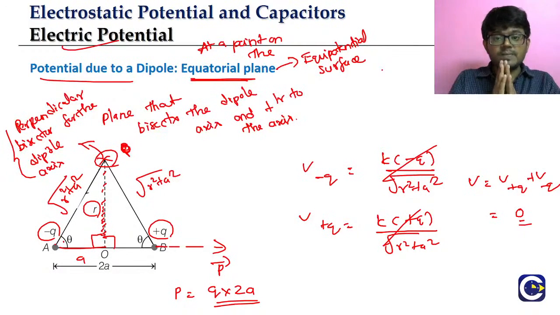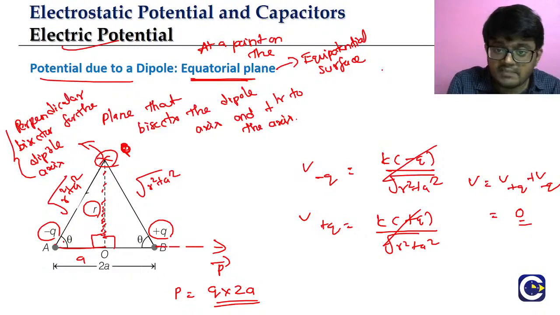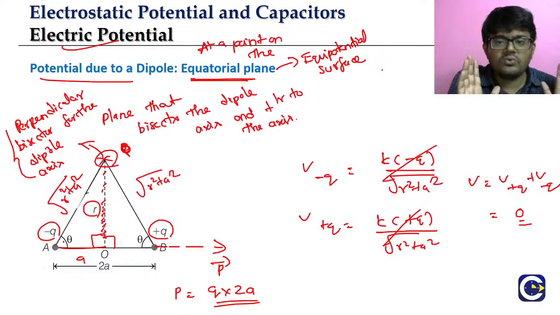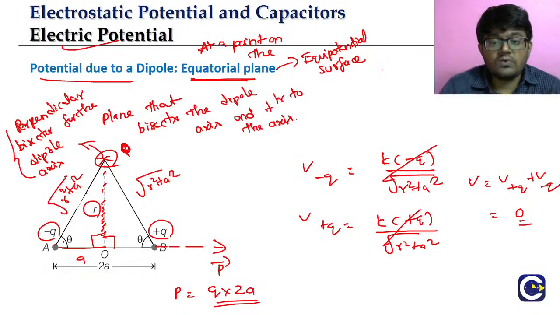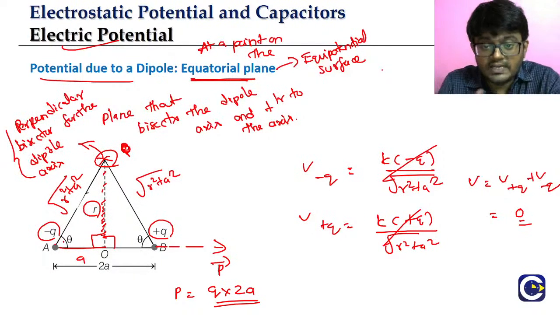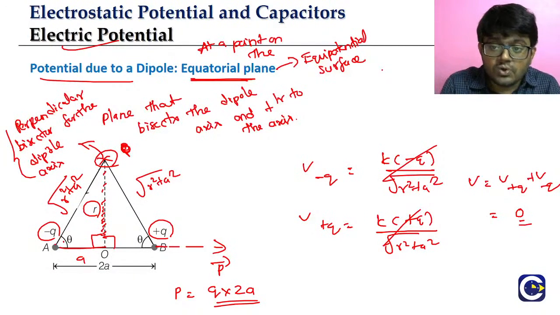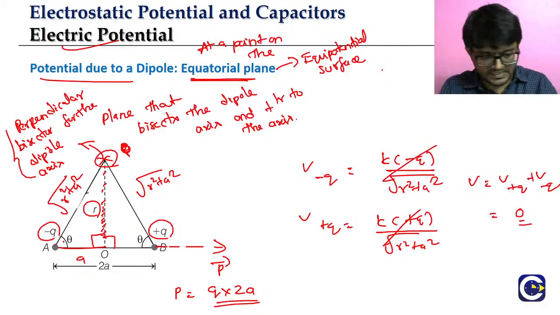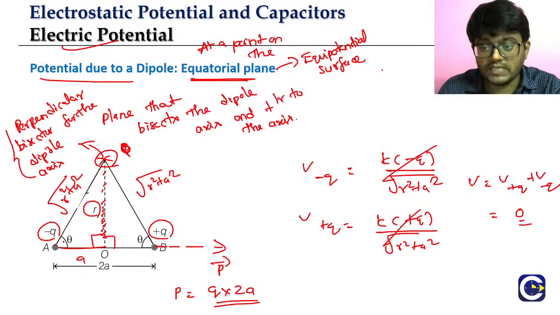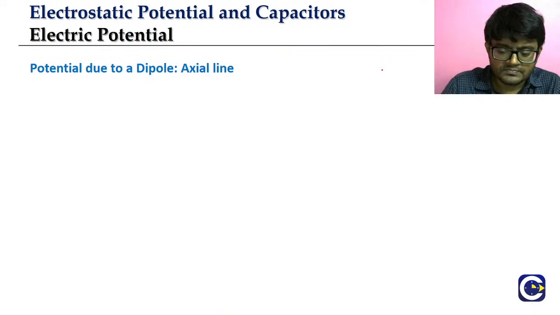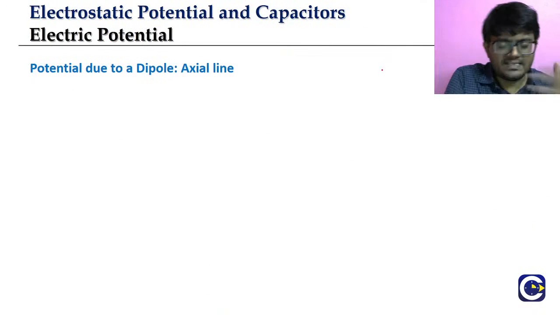What is the concept of an equipotential surface? You take a surface, at each and every point on the surface the potential should be the same, right? Here you take any point on the equatorial plane, the potential is the same. What is the value of that? 0. So we can make a note of it: an equatorial plane for a dipole is also an equipotential surface. Okay, next, the axial line.